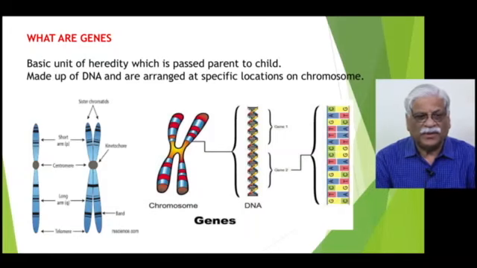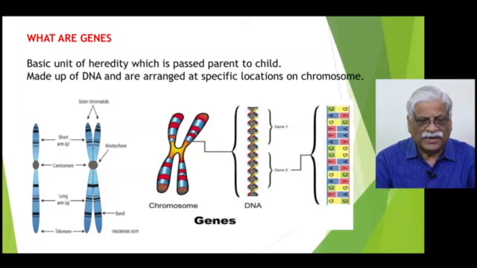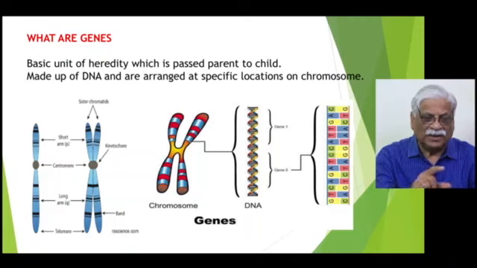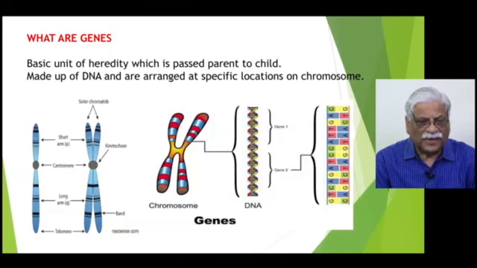I once again repeat that the gene is a unit of heredity which is basically passed from parent to child. And as I told you, all the chromosomes which are present in the nucleus of a cell are made up of DNA. And again I am showing the diagram in which, in the first diagram, you can see a strand consisting of a centromere. There is one short arm and another small arm. So this is a single chromosome.